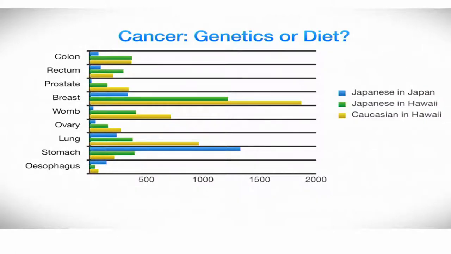And here you can see very clearly what I'm talking about. Here is a study of three groups: Japanese people that live in Japan, Japanese people that live in Hawaii, and white people that live in Hawaii, in the yellow color. Please notice, across these different cancers in different organs, how the yellow and the green look alike. As those Japanese people moved to that new country and started eating industrialized, processed foods, those things started to create a high cancer rate.